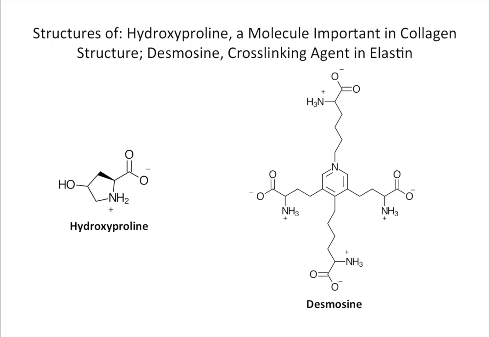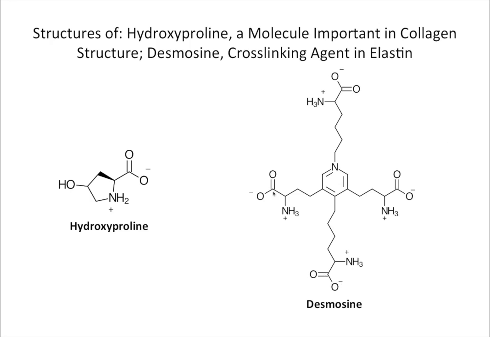And we can see here we have this molecule known as desmosine. So this is another type of amino acid. Again, hydroxyproline is also, so these aren't the 20 normal amino acids. And what you can see here is this essentially is a crosslinker between elastin chains.